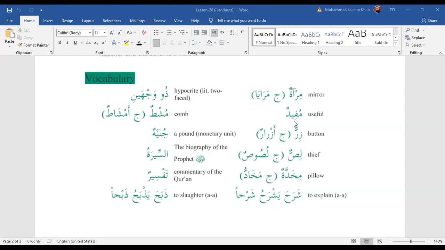Mufidun, useful. Zirrun is used for button, and the plural is azrarun. Lissun, thief, and lususun. Mikhaddatun, pillow, and the plural is makhaddu. Why does it have dhamma only? Why is there no tanween?